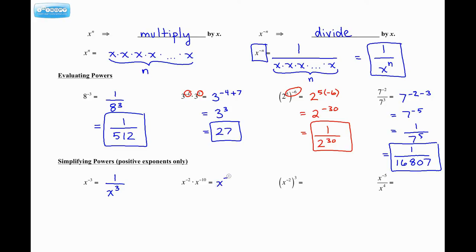So this is x to the negative 2 plus negative 10. So negative 2 plus negative 10, that's the same as negative 2 minus 10. So I get x to the minus 12. And I can rewrite that as 1 over x to the positive 12, down there. And I'll box this.